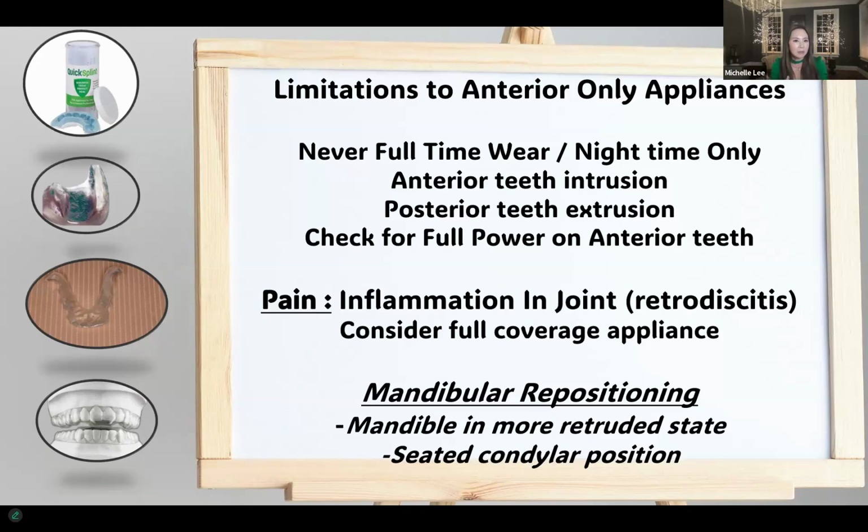And then also this last concept of mandibular repositioning, almost like muscle deprogramming really taking effect. If there's a bigger AP discrepancy between a seated condylar position and their maximum habitual biting, if there's a really big spread, we run the risk of the mandible wanting to stay in the retruded state, staying in a seated condylar position.